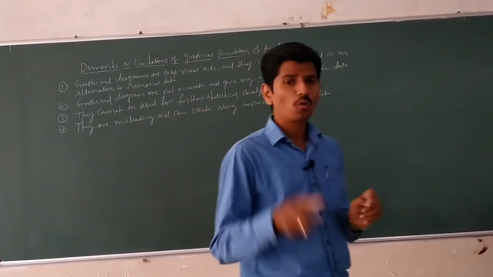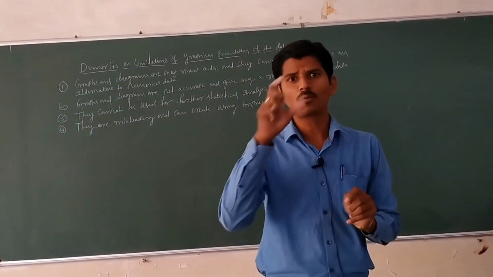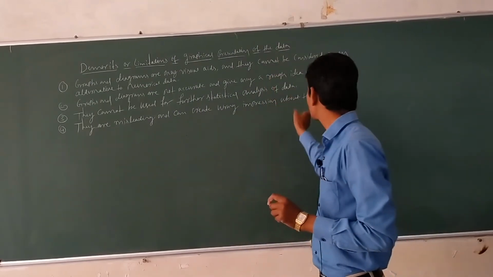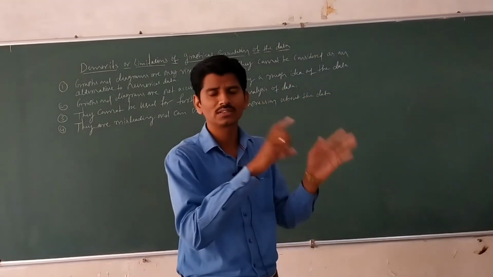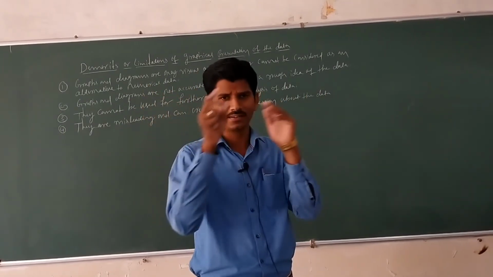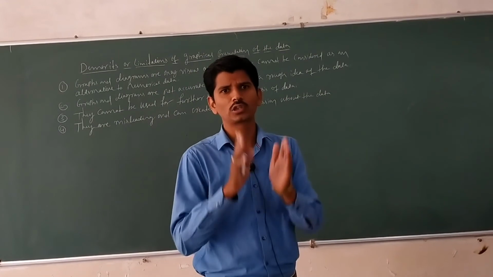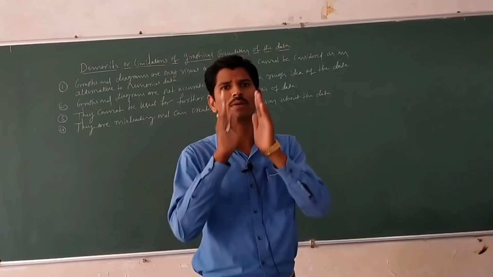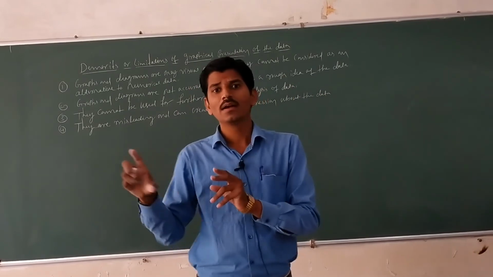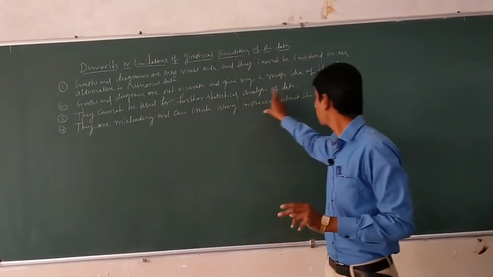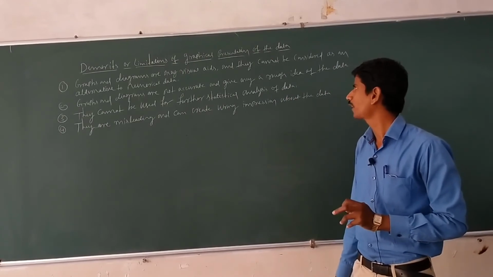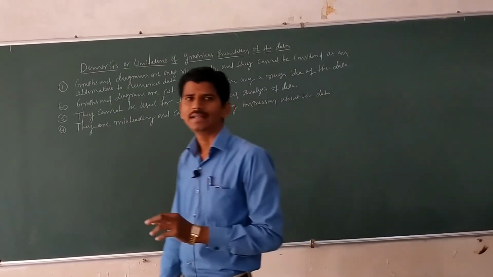They may be wrong, misleading. They are misleading and can create a wrong impression about the data. Data comes as a graph or a diagram. There can be mistakes in them, they are misleading and can create a wrong impression about the data. Okay, these are the demerits or limitations of graphical presentation of data.